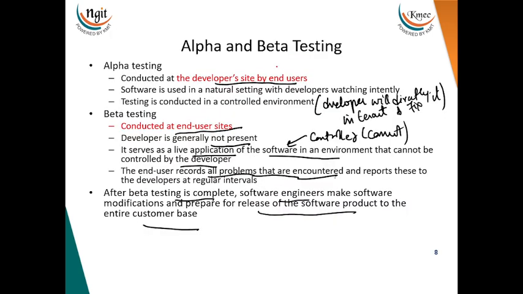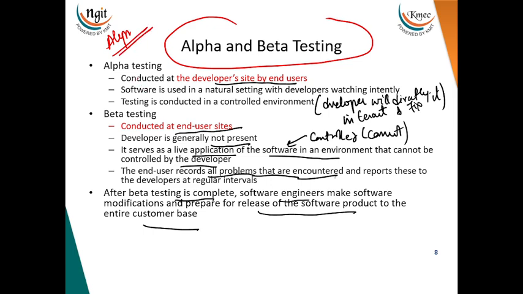Now comes alpha and beta testing. The simple way I can tell you: in alpha, the developer is present and is able to fix the error, whereas in beta the developer is not present, and the end user will record the testing and send it to the developer, whereas in alpha the environment is controlled. For example, alpha testing is conducted at the developer's side by the end user.